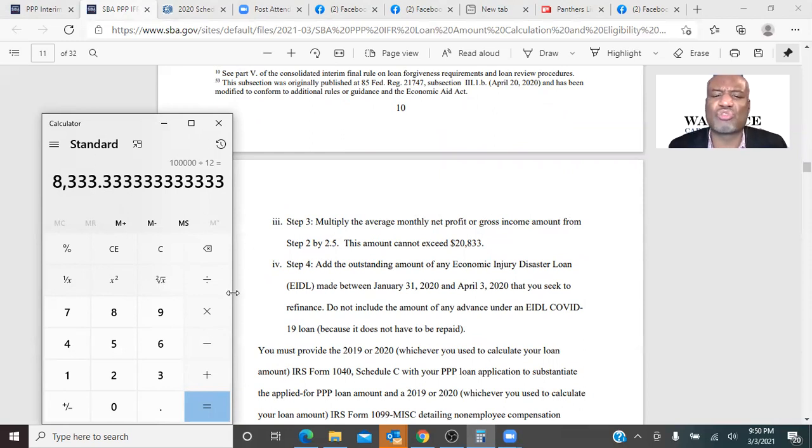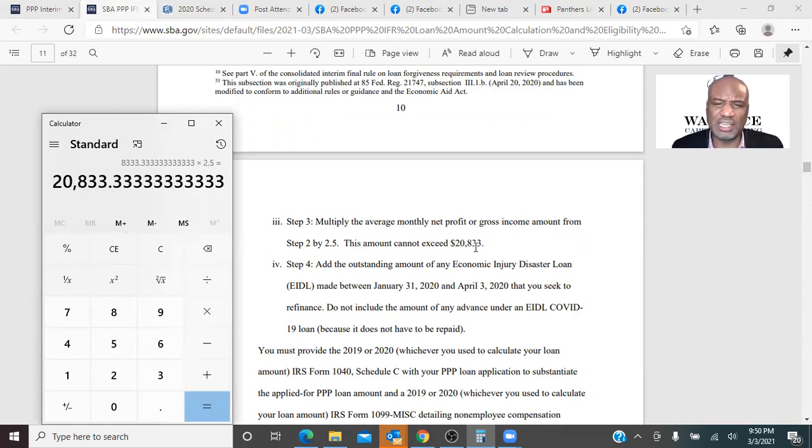Now it's 3.5 if you're a restaurant. So if you're 72, but let's just say 2.5. So you got 2.5 here times 2.5. And there you got $2,833.33. So this can't be, so the amount can't exceed that amount.